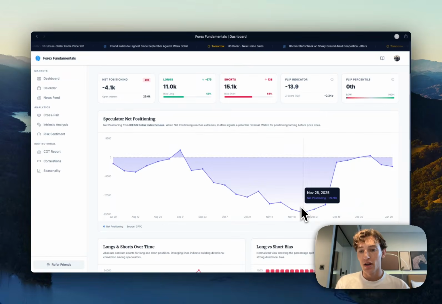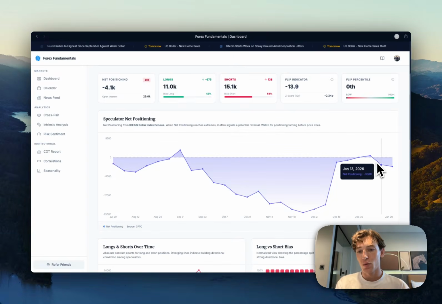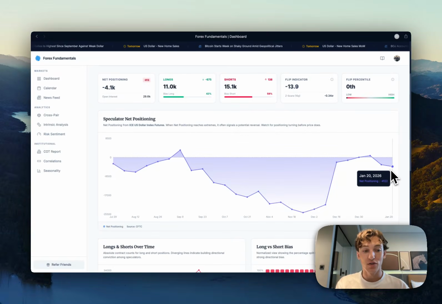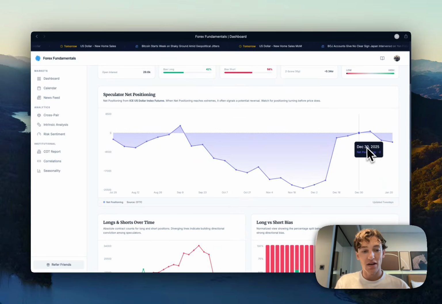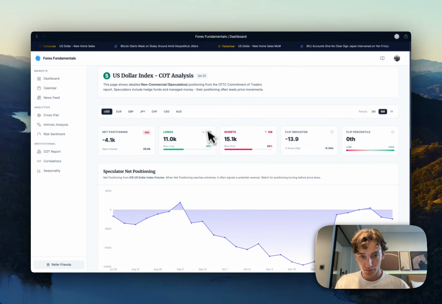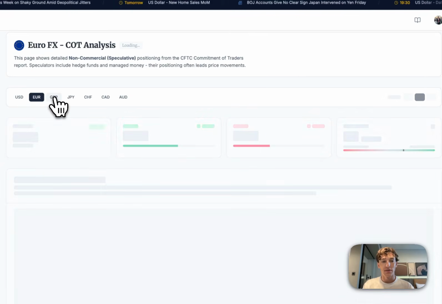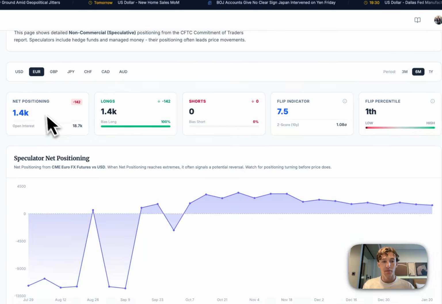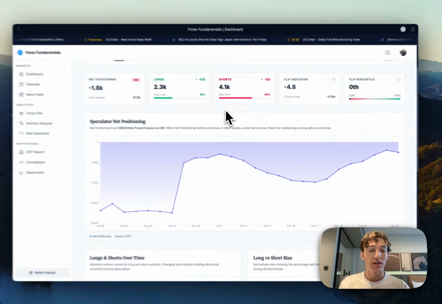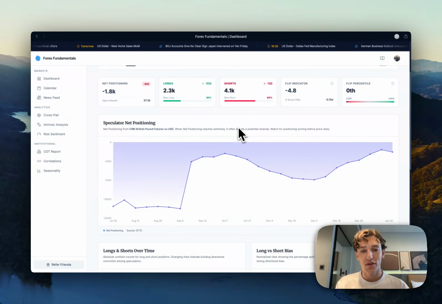So you can see it did change a little bit into mid-December, but now we see the net positioning increasing again, putting further pressure on the dollar. And this is, I think, very interesting to add as an extra confluence, and you can do this for every single currency. So you can see how institutions are positioned and whether you can add it to your bias.